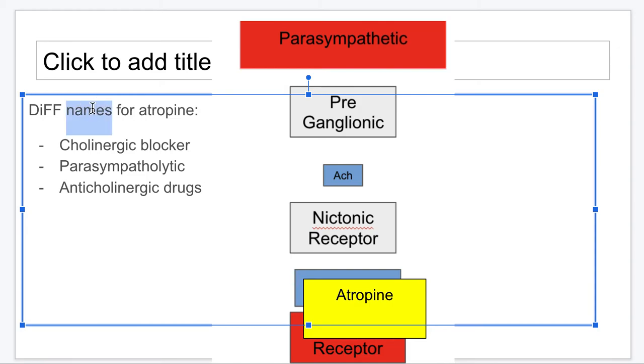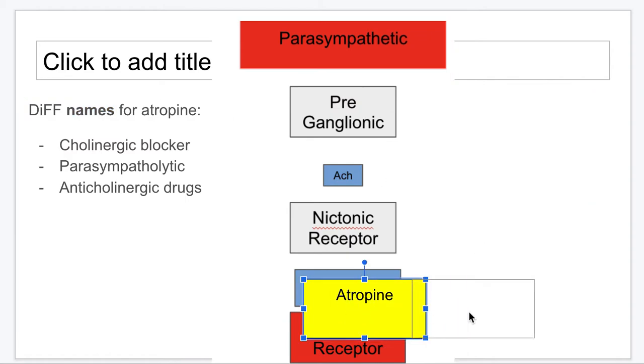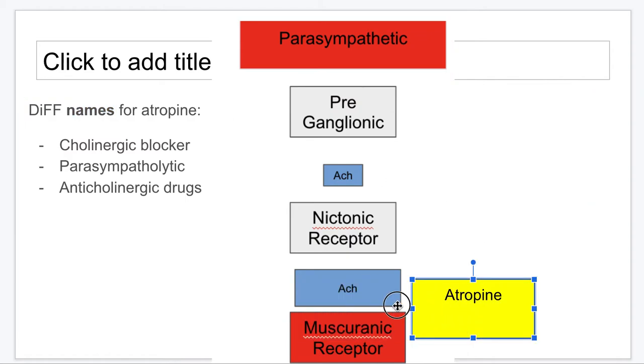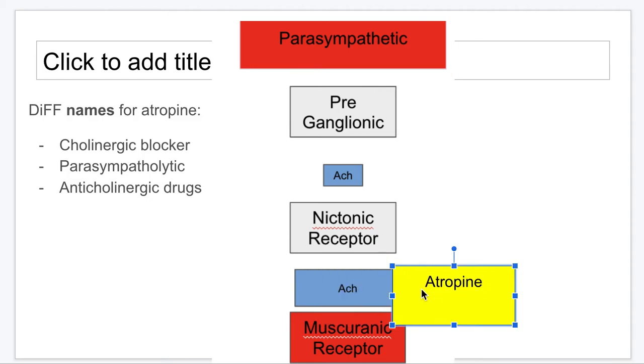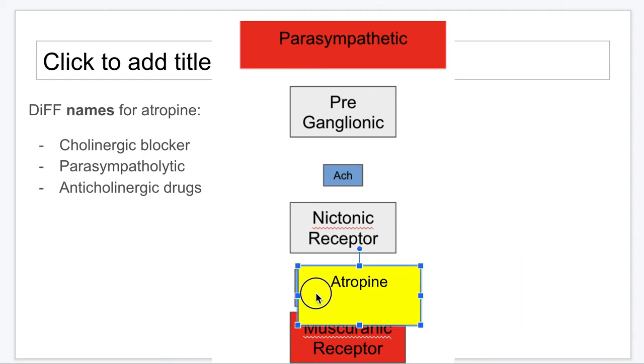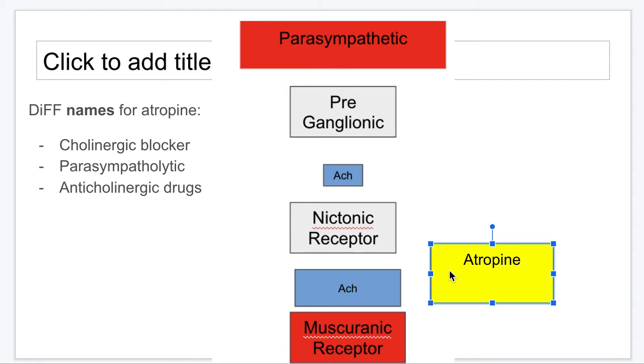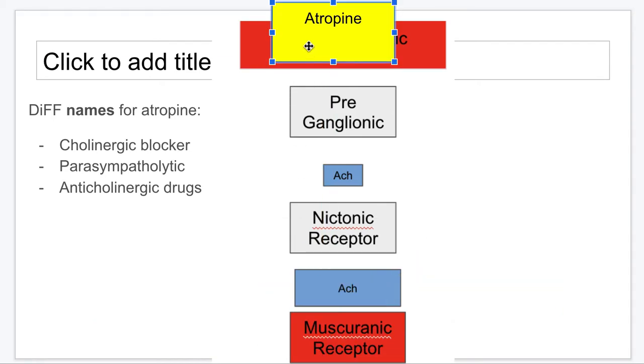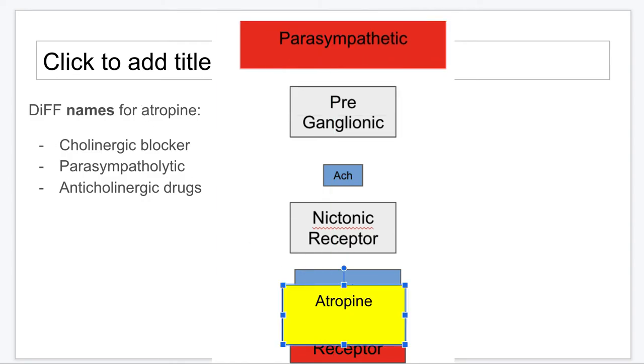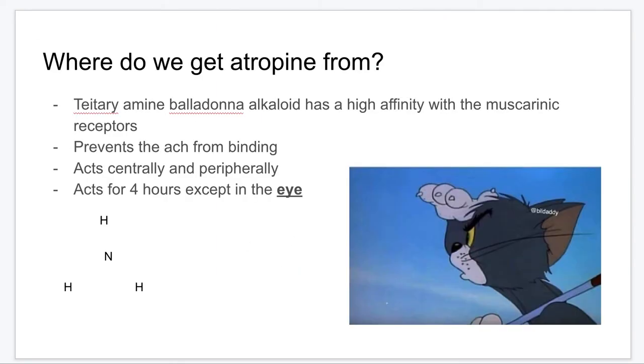You may hear different names in textbooks for atropine. One is a cholinergic blocker. That's because acetylcholine binds to a muscarinic receptor, but atropine blocks it. It can also be called an anticholinergic, again for the same reason, and also a parasympatholytic drug, because it's blocking muscarinic receptors, or in other words, it's blocking the parasympathetic nervous system. So that's why it's parasympatholytic.